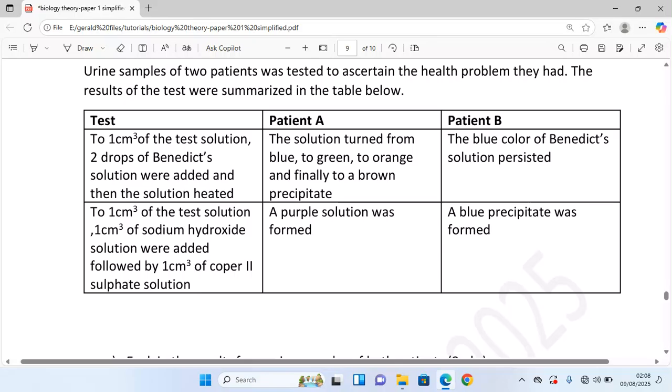And then the purple solution was formed, that is on what?